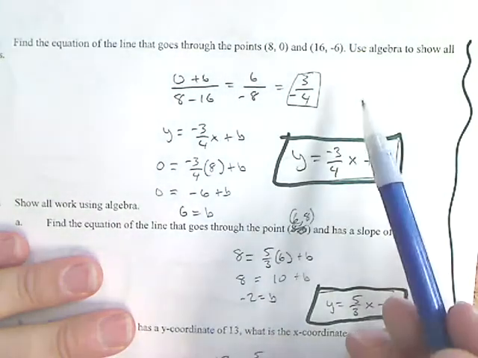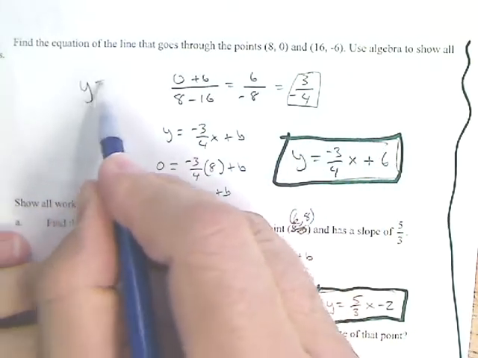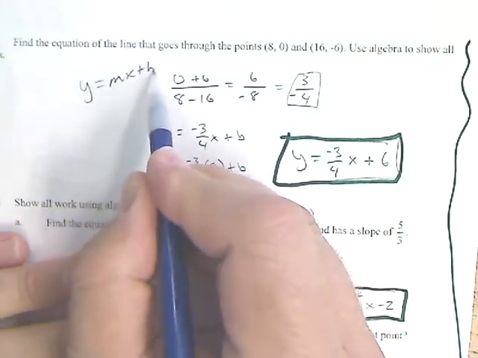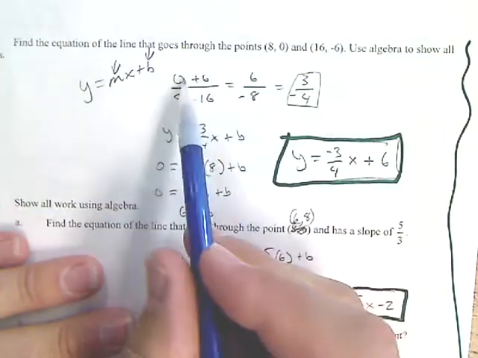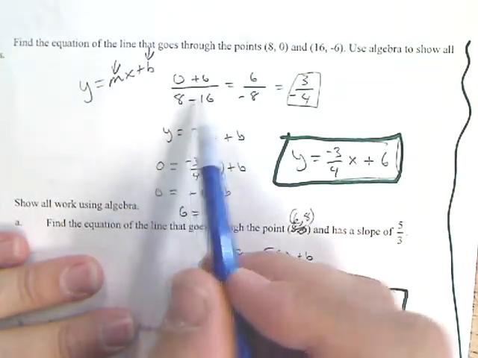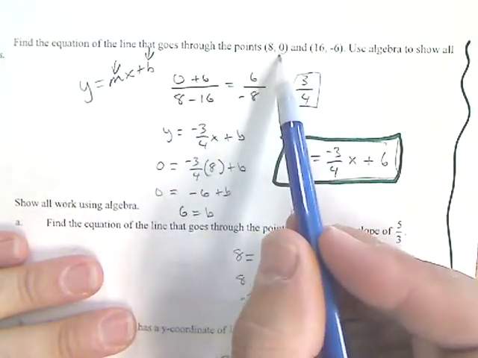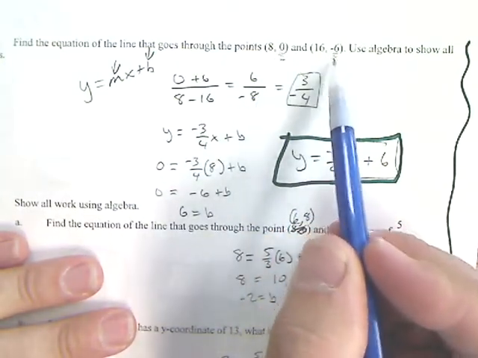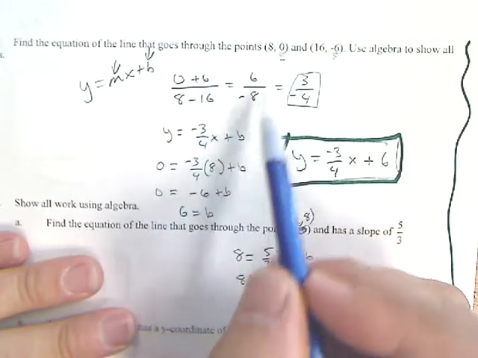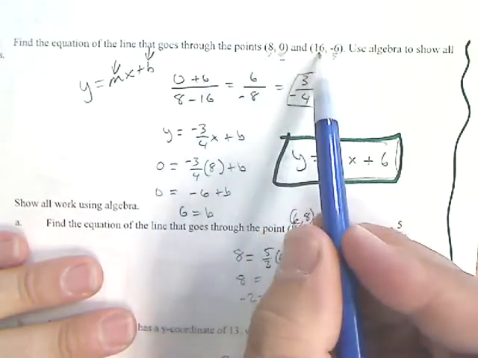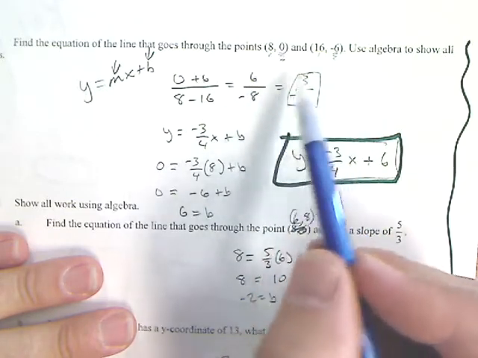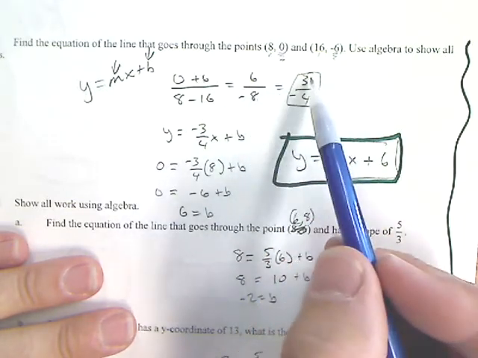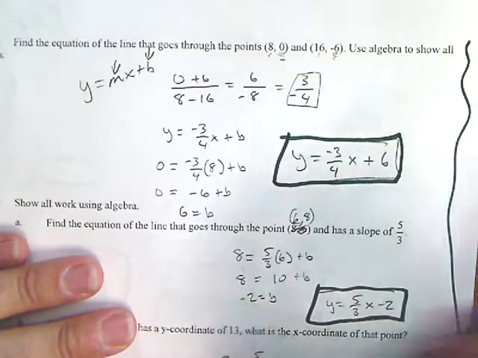Find the equation of the line. Well, that's y equals mx plus b. So I have to find my slope, and then I can find my y-intercept. Slope is subtract the y's over subtract the x's. So I took that y, subtracted that one. Minus a negative means it's a positive. And then I took 8 minus 16, gave me a -8. So then I reduced it, divide that by 2, divide that by 2, and I get negative 3/4.